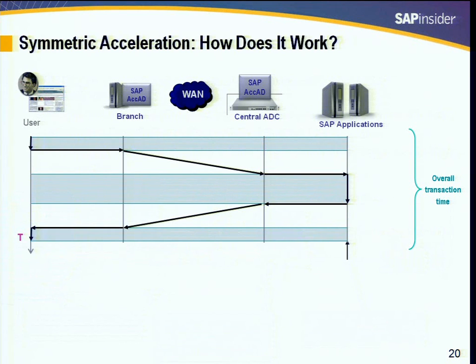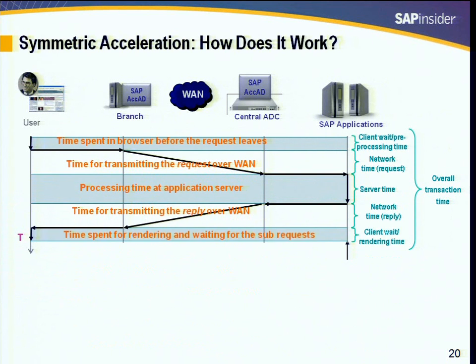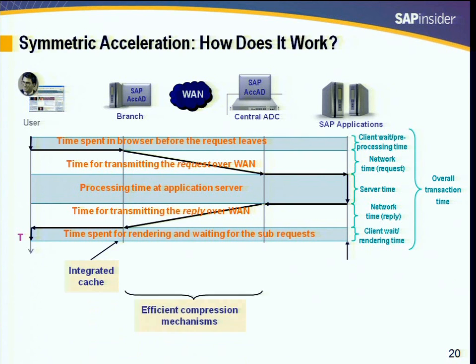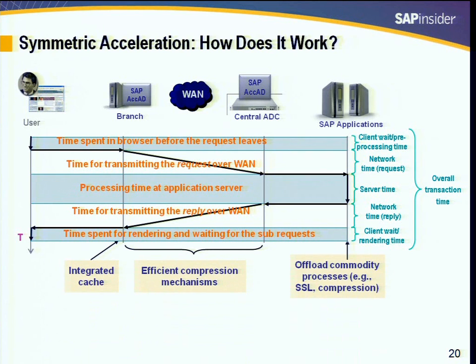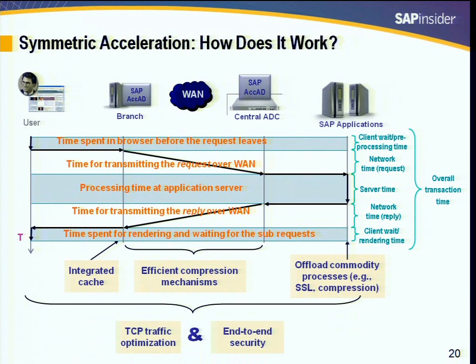So, in a nutshell, where is it saving time? If you look at the time between the user and the SAP application, there is client wait processing time, there is server time, there's some network time, and there's client rendering time. Right? So typically what you're saving here is the processing time on the server as well as some of the network time that's required here, using some integrated caching, some compression mechanism, using some TCP optimization, as well as still providing end-to-end security, right?